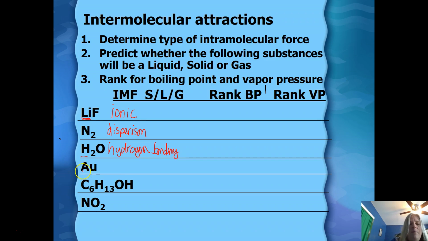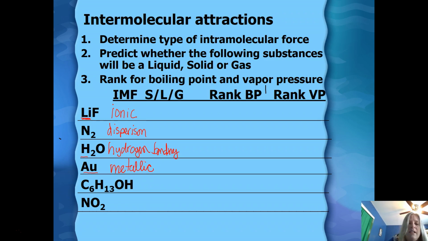All right, next one, Au. Ask yourself, is Au a metal? Yeah. Do you know what metal that is? That's gold. Is it a metal bound to something else? Is it a metal bound to a nonmetal? No, it's a metal by itself. So that makes it metallic.